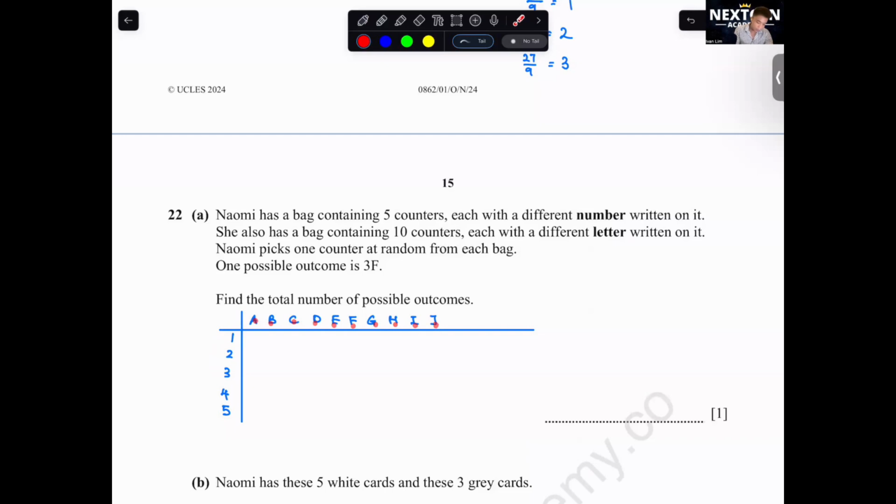So how many possible outcomes will you get over here? You can get 1A, 1B, 1C, 1D, 1E, 1F, 1G, 1H, 1I, 1J. You can get 2A, 2B, 2C, 2D, and so on and so forth. So how many total outcomes will you have? This is called your possibility diagram. To calculate this, very simple. You just take 10, and here there are 5. So 5 multiplied by 10 equals 50. So you get 50 possible different outcomes.